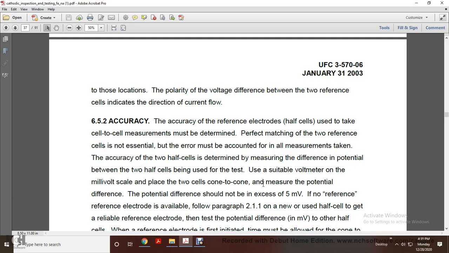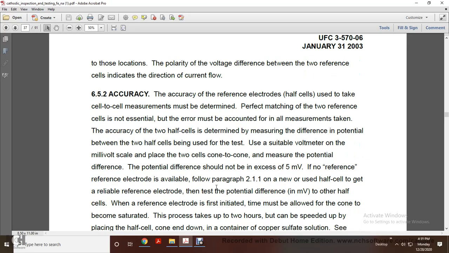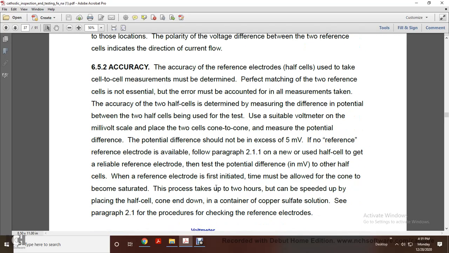To check the accuracy of the two half cells, measure the potential difference between the two cells using a suitable voltmeter with a millivolt range, with the two cones in contact with each other. The potential difference should not exceed 5 millivolts.